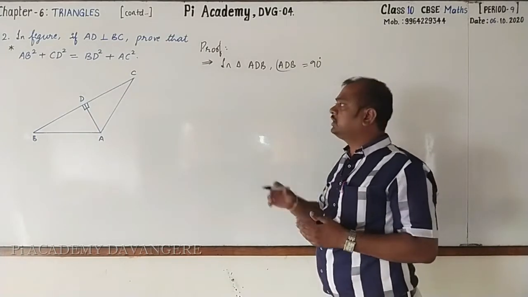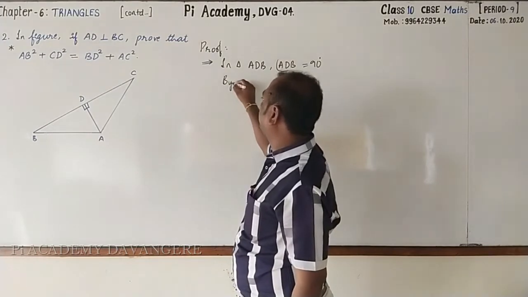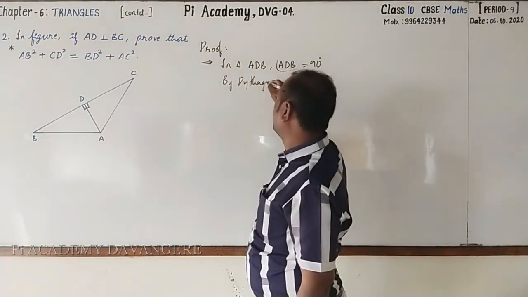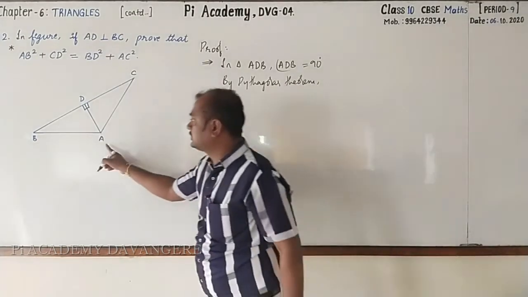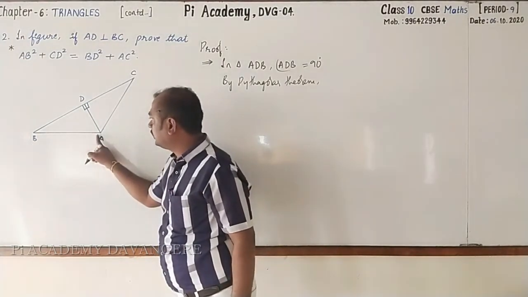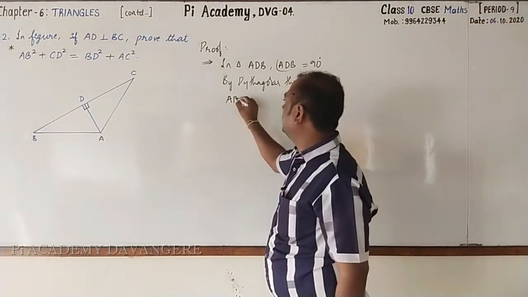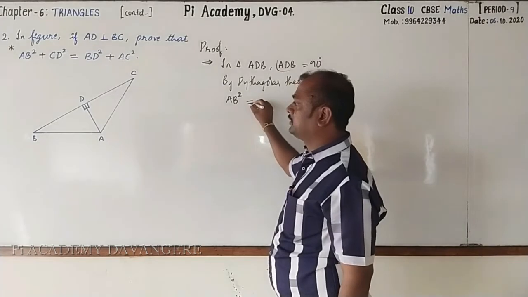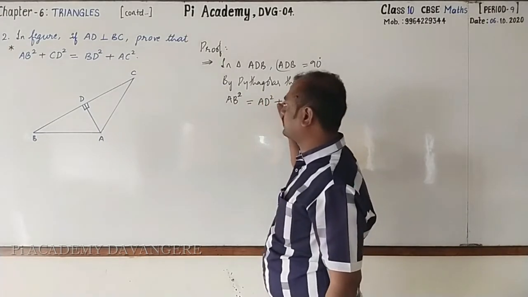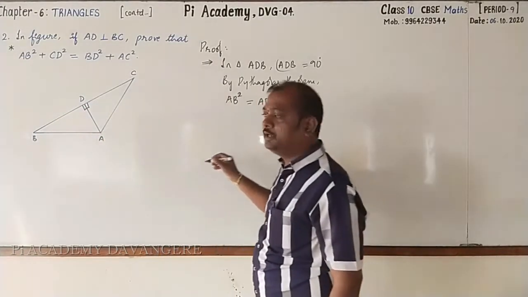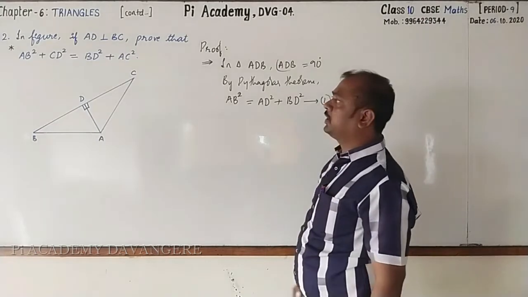If one angle is 90 degree, you can go for applying Pythagoras theorem for that. By Pythagoras theorem, how do you write? It is AB square is equal to AD square plus BD square. Because AB is a hypotenuse, the square of this side is equal to AD square plus BD square. Next, you may call this as statement 1.